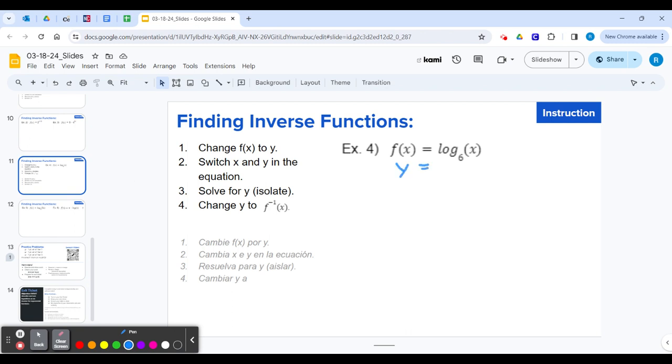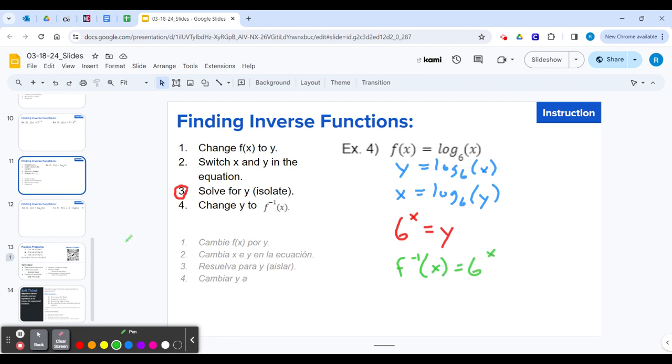So y equals log base 6 of x, and then x equals log base 6 of y. Again, we're flipping that x and y to set up our inverse work. Then we're going to solve for y. In this case, we can do it by writing an exponential to get y by itself. So I have a base of 6. My exponent is x, and that equals y. And lastly, changing the y to our inverse name. So our inverse is equal to 6 to the x power.